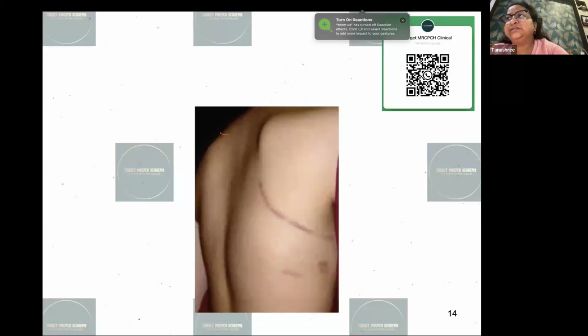Where is the apex? It is located in the fifth intercostal space on the right side of the chest, just medial to the midclavicular line. Okay, so there is dextrocardia.